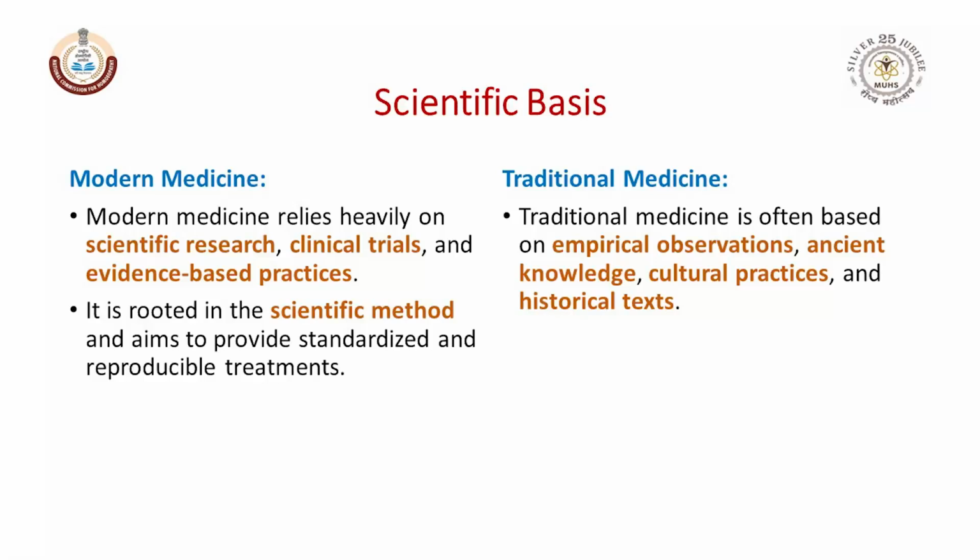So they are based on, one, empirical observation. Number two, ancient knowledge. So we have Charaka, Susruta, so Charaka Samhita. So these are the books from which we imbibe most of the information, the cultural practices and the historical texts. While some traditional therapies have shown efficacy through scientific studies, many others actually lack scientific evidence.